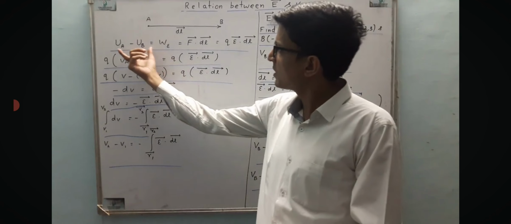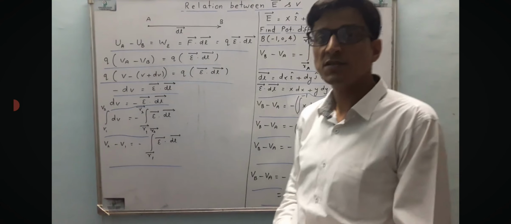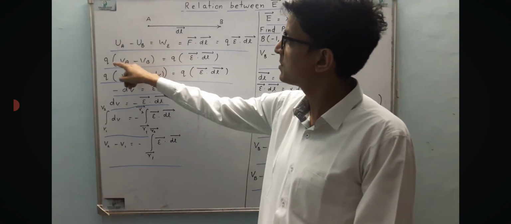Now potential difference is related to the difference of potential energy by the relation that U_A minus U_B is q into V_A minus V_B.